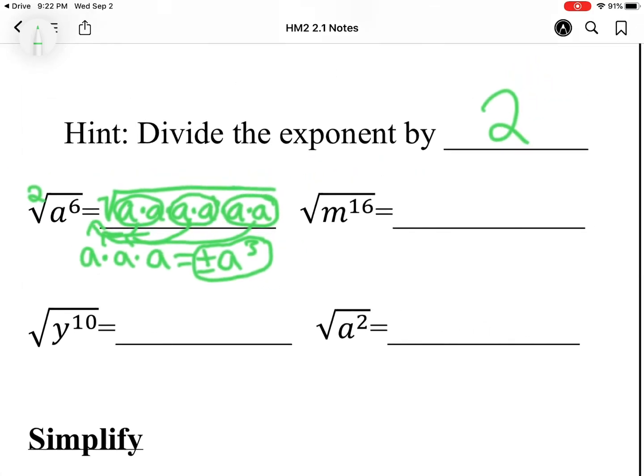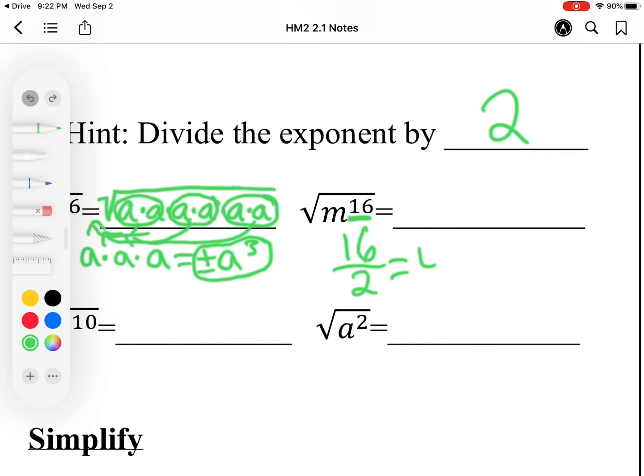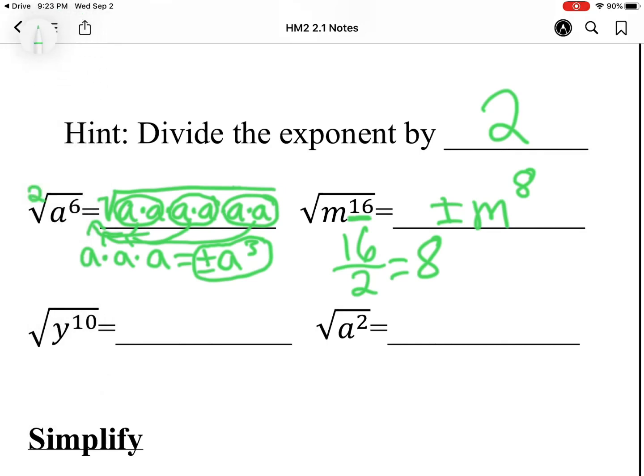Now what that hint means is that every single time when it is even, you can take that exponent, divide it by 2, and you would end up with plus or minus m to the 8th, and that would be your answer. It always works when your exponent is even. When your exponent is odd, you're going to have something left underneath the radical, and we'll get to that.